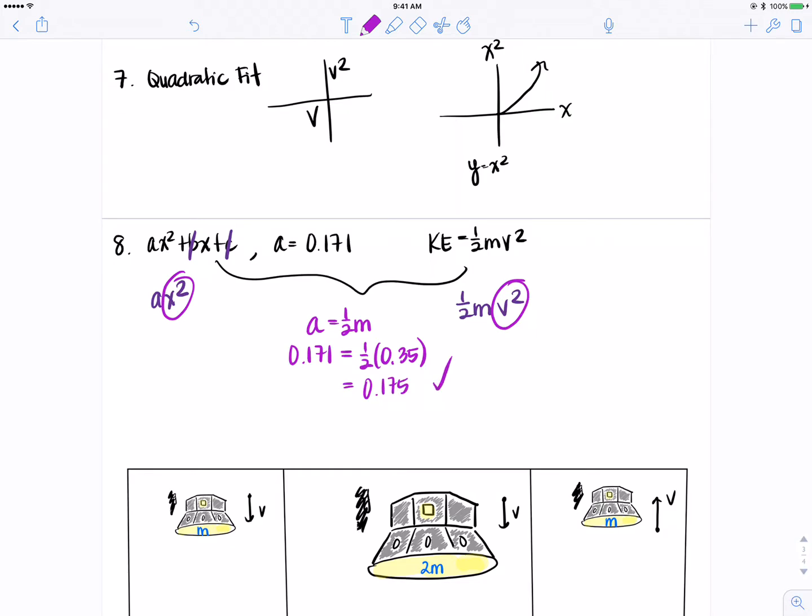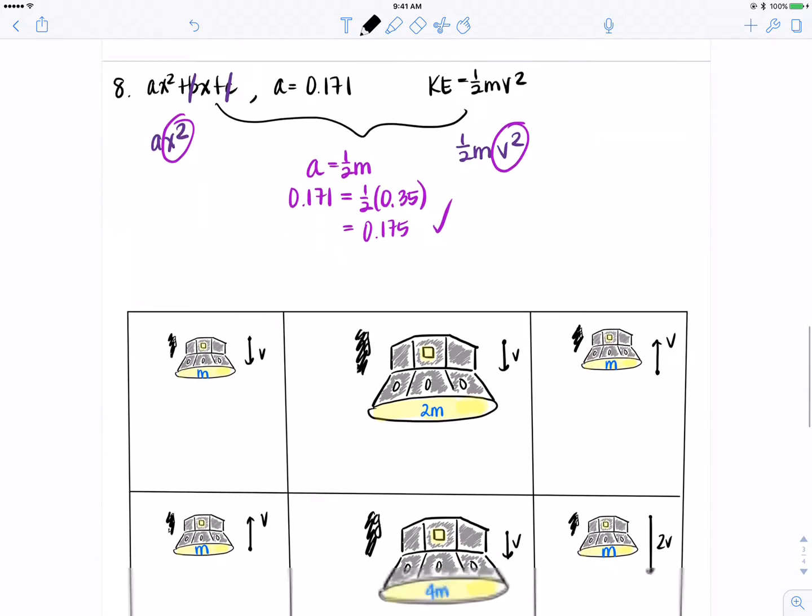So I will consider that proof enough that the graph matches the equation for kinetic energy. Okay, question 9. Question 9 says, suppose the lander had twice the final velocity when it hit the ground. How many times bigger would the final kinetic energy be? Twice the final velocity, so from v to 2v. How many times bigger would the final kinetic energy be?